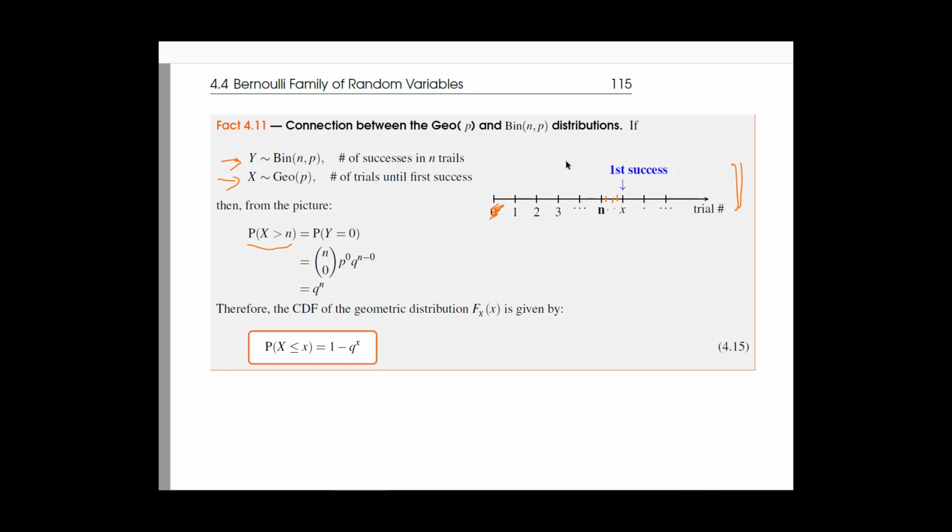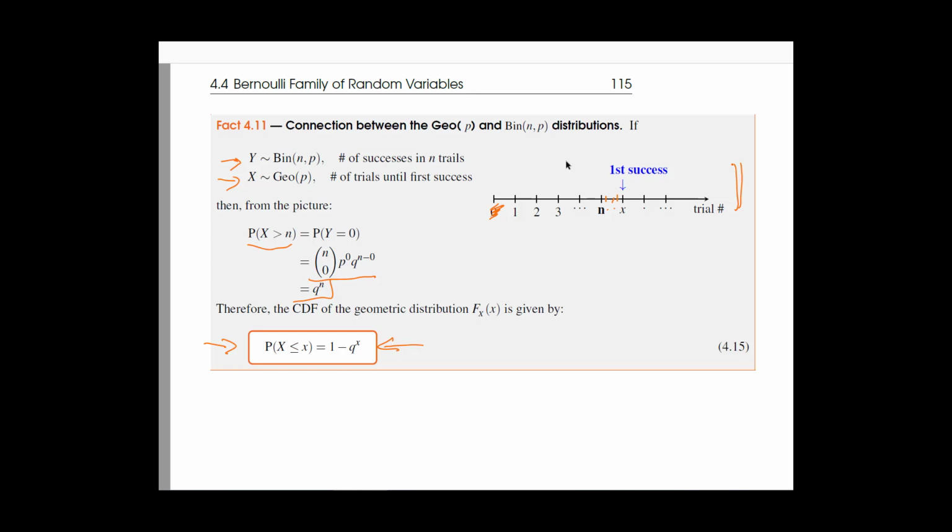Okay? So again, in terms of X, the first success happening after n, in terms of the binomial, is that in the first n trials there were 0 successes. So probability that Y equals 0. We know how to evaluate that. That's the PMF of the binomial, which simplifies to q to the n. And that's why we now have this important equation. For the CDF, we just take 1 minus that, and you get the CDF of a geometric random variable.